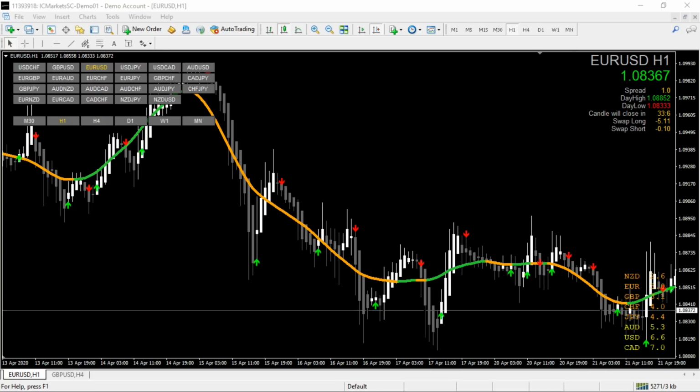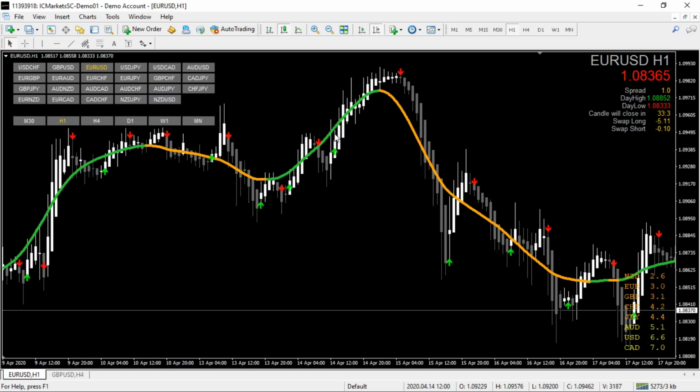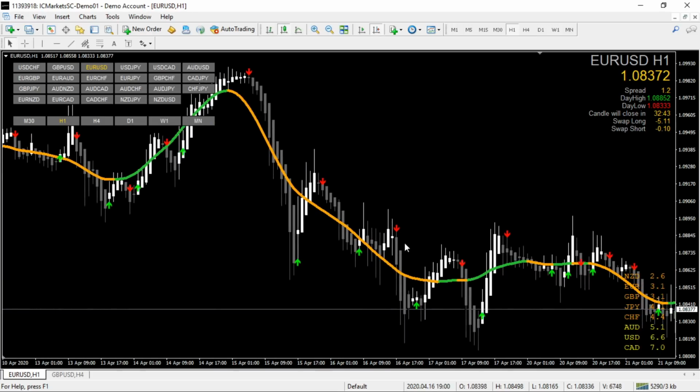So for example, if you take this uptrend, if you are entering the market here, then you can place your stop loss somewhere here. In a downtrend, you can place your stop loss above the previous high. So if you take this signal and if you're entering the market here, you can place your stop loss somewhere here.